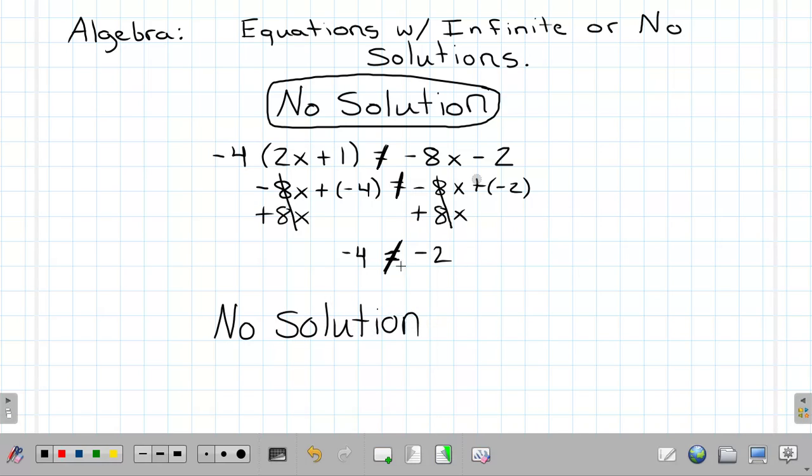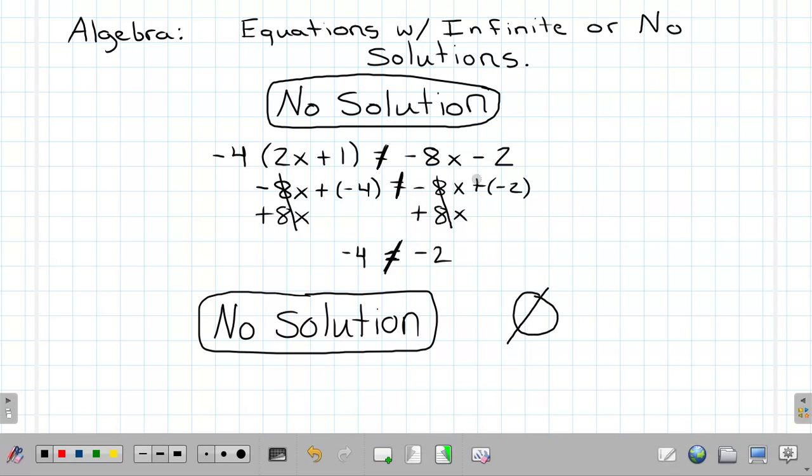Okay, so you can simply just write the words no solution, or we do have a symbol that we can use to mean no solution, and it's basically like a 0 or a circle with a line through it. And what that symbol right there means is that's the empty set, meaning there's a set of numbers with nothing in it because there's no answers to this equation.